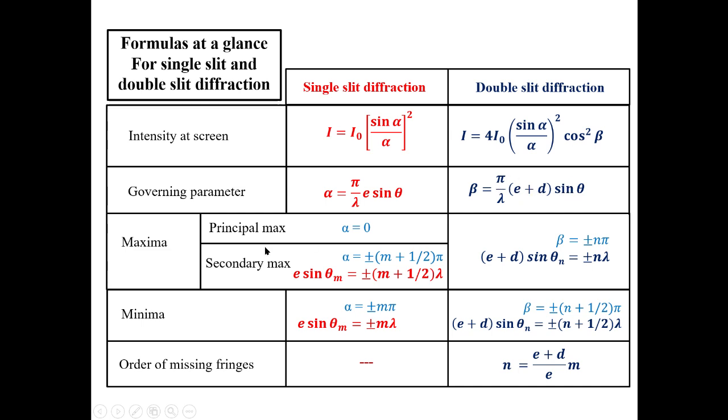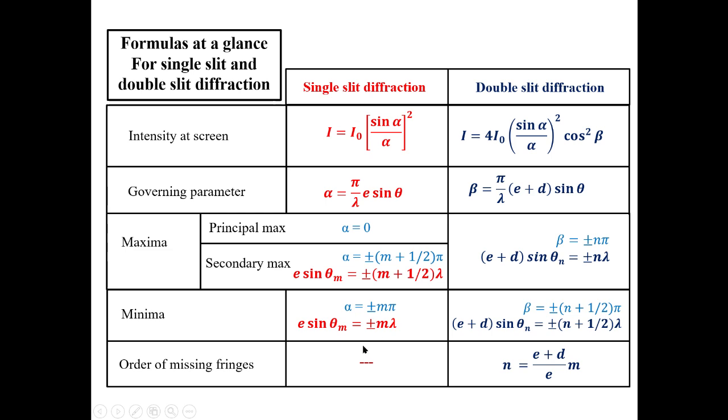The maxima due to single slit are of two types. One is principal maxima at the center, alpha equal to 0 or theta equal to 0, and secondary maxima is given by alpha equal to plus minus (m plus half) pi, and the condition becomes e sin theta m equal to plus minus (m plus half) lambda. The maxima due to double slit diffraction: beta equal to plus minus n pi, or (e plus d) sin theta n equal to n lambda. This m and this n both are natural numbers.